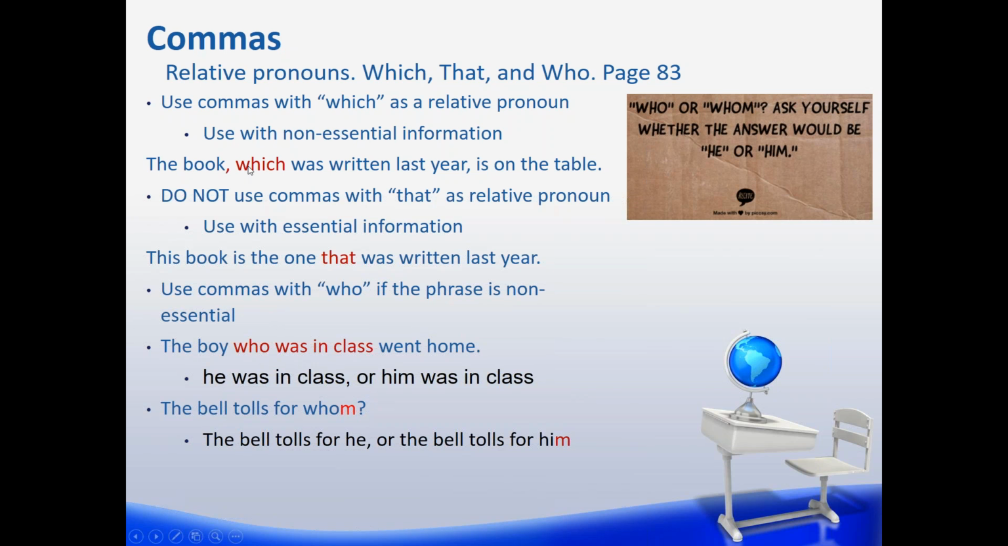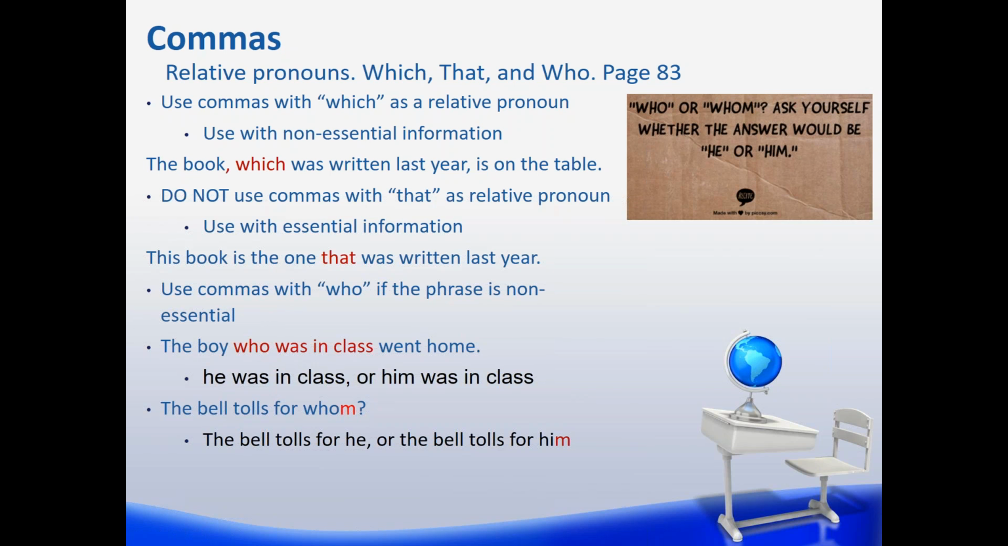So that's why I have "the book is on the table," but by saying "which was written last year" is giving me some extra information about it to clarify which book I'm talking about. And then also I could say "this book is the one that was written last year." So having "that was written last year" gives me information about which book. With who, depending if the information is essential or non-essential, will determine whether a comma is used. I would say 90% of the time it's essential information, therefore no comma. So, "the boy who was in class went home."